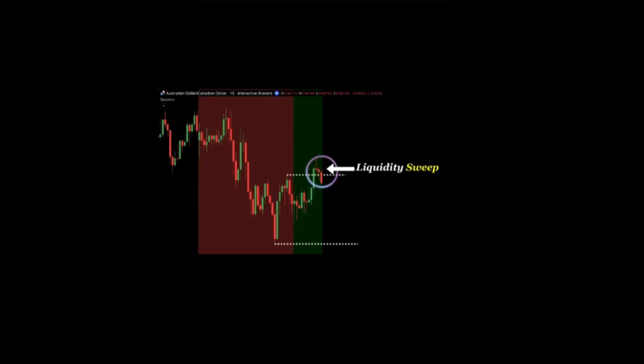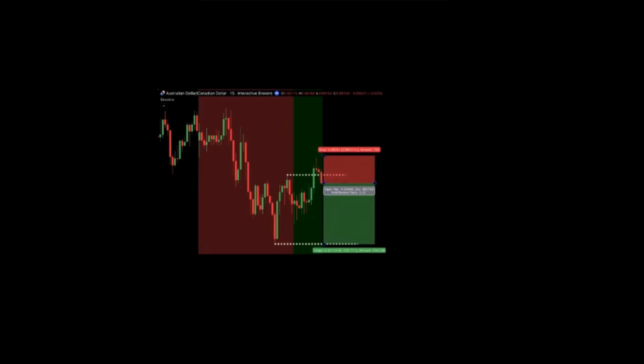So what happens next? Most traders would jump in immediately. They sell at the candle close. They place their stop loss above the sweep, and they aim for the next level.